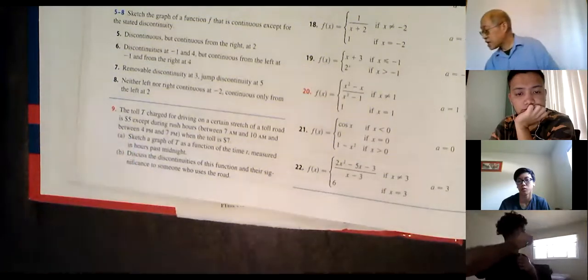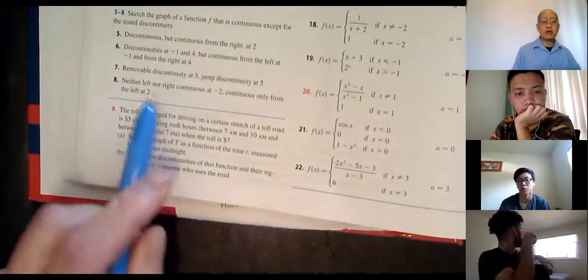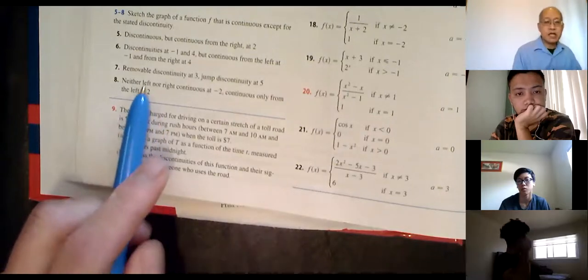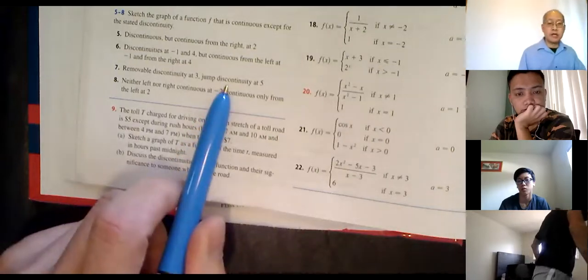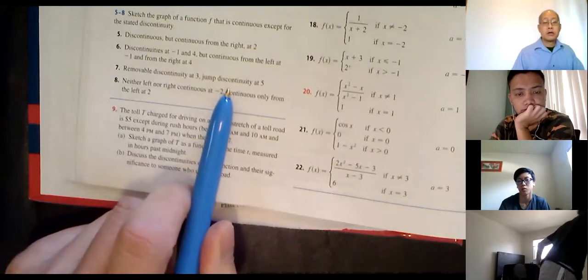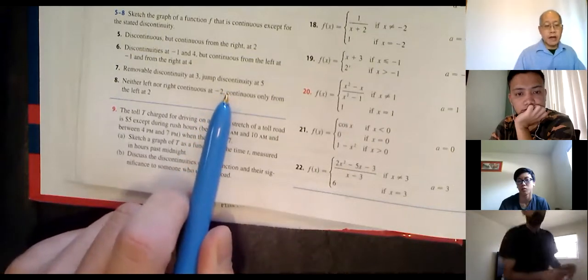Number 7, I actually wasn't going to show you 7, but you have to know what it means. What's this removable discontinuity and jump discontinuity stuff? I'm not going to show you the answer for that. You can look in the back of the book, but the language.